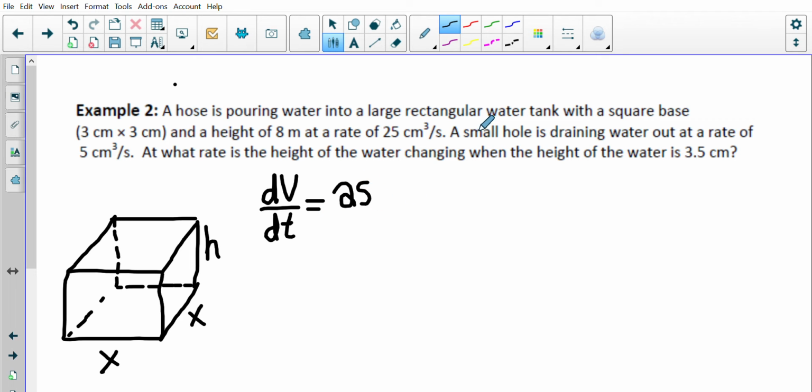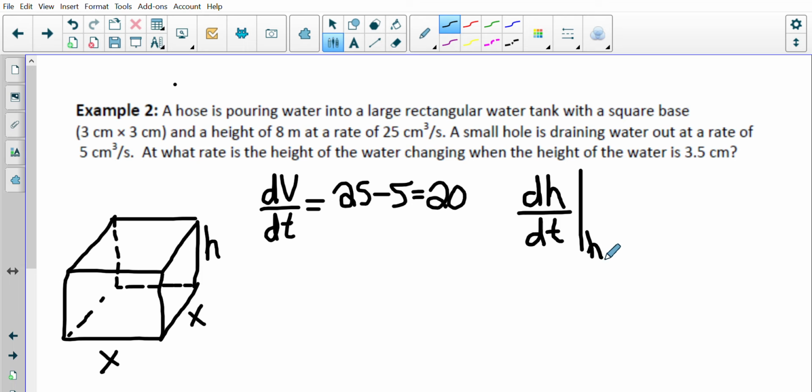Except for, in my next sentence here, it says a small hole is draining water out of the tank. All right, well, if I have 25 coming in and a 5 going out, it looks like actually my rate is 20 cubic centimeters. Because again, we're losing 5 for every 25 we gain. Now, the last sentence. At what rate is the height of the water changing when the height of the water is 3.5 centimeters? So that means we're looking for dH/dt. That's the rate we're looking for when our height is 3.5.